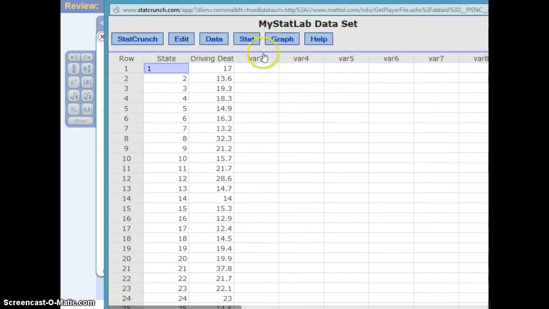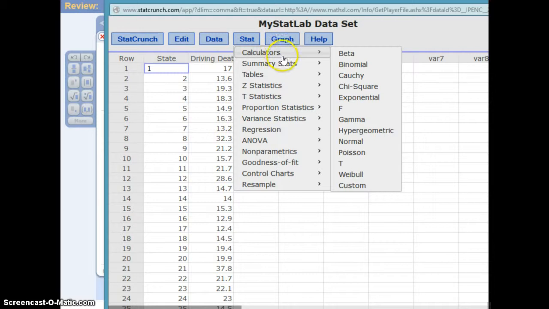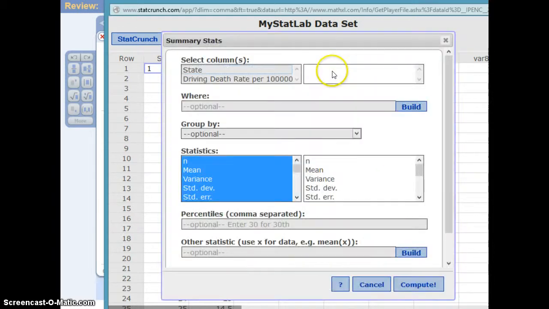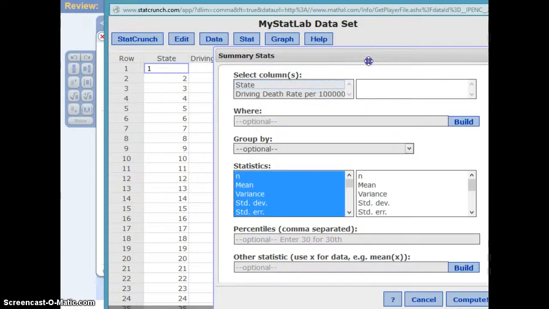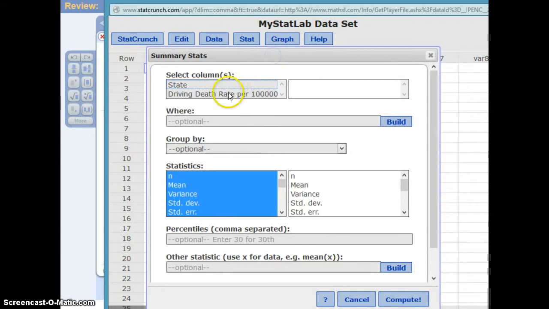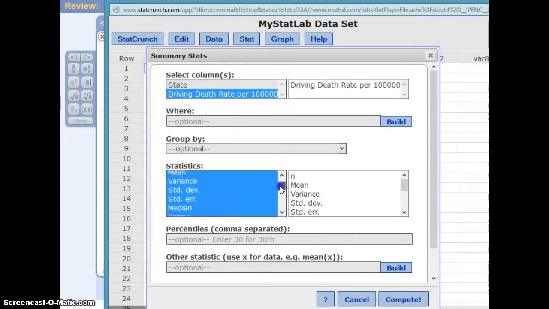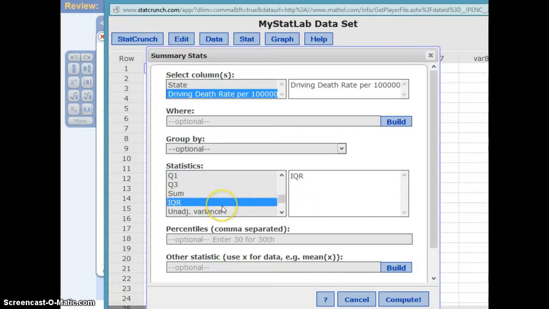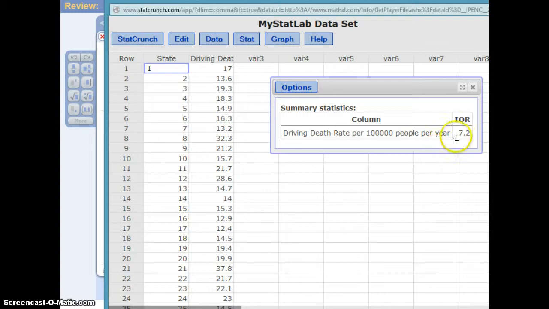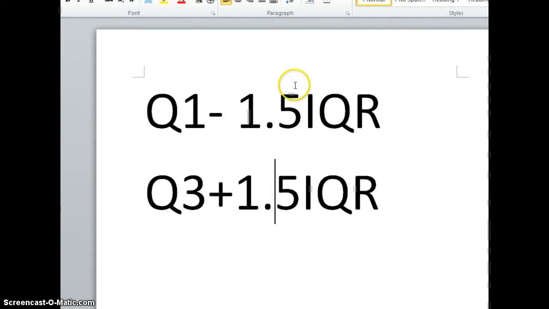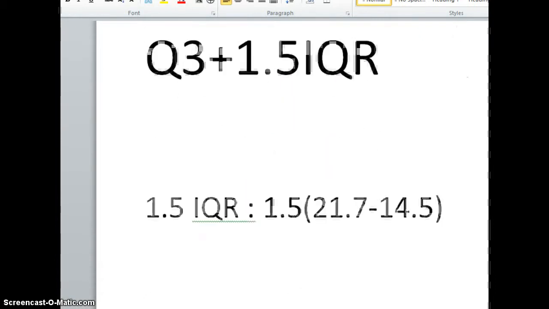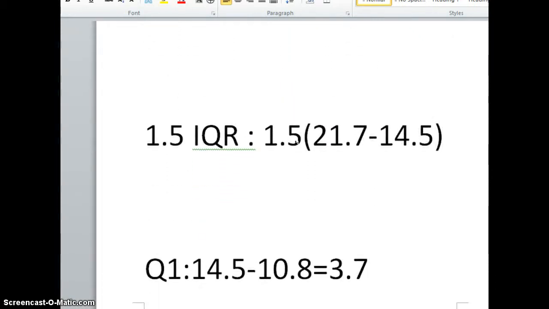and here's all the data. Go to Stats, Summary Stats, Columns, and notice all the data are under the column of driving death rate. You could calculate the interquartile range by Q3 minus Q1, or you could simply check this box here. So IQR is 7.2 and 1.5 IQR would be 10.8.